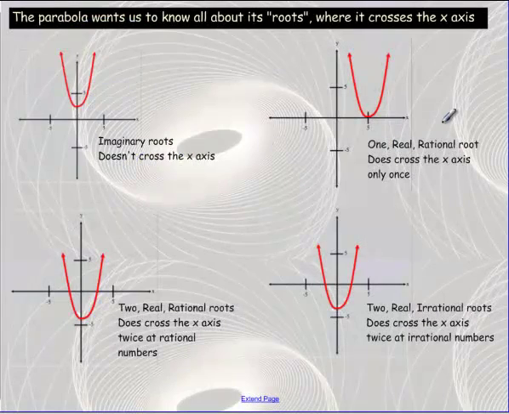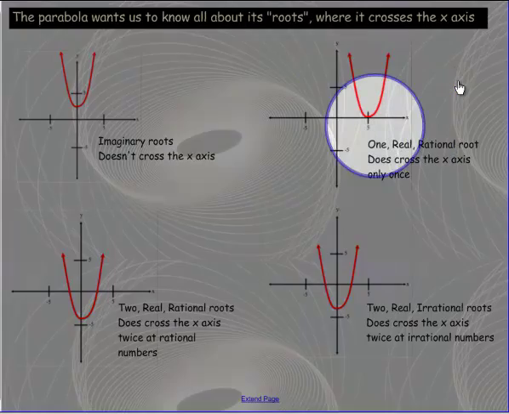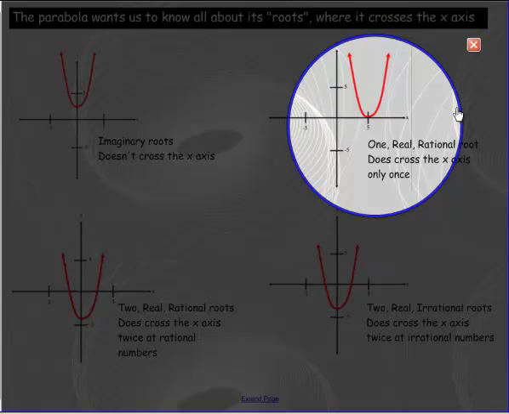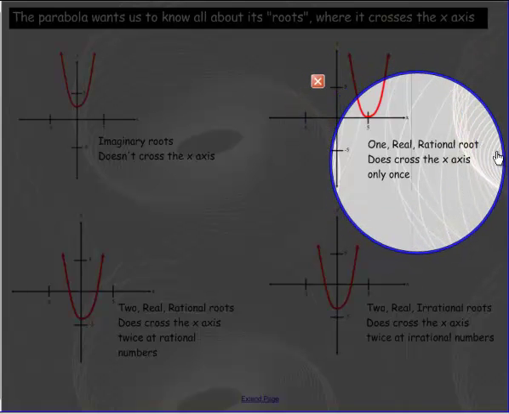All right, we have the second case over here. All right, so that didn't make my little spotlight. Let's try that again. There it goes, it disappears. We have one real root, and it happens to be rational. There we go. And that's when the parabola only crosses the x-axis once. That's why it says one real root.